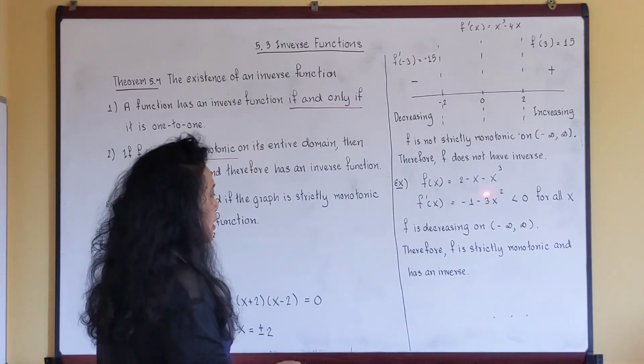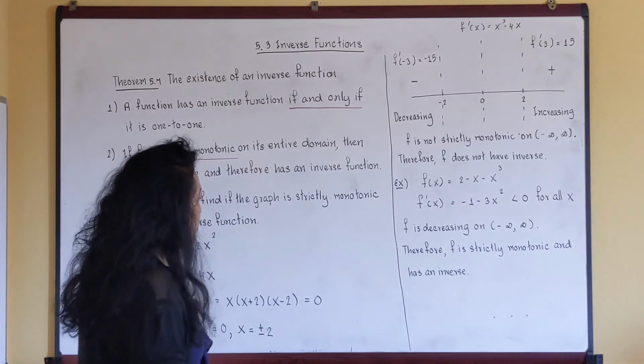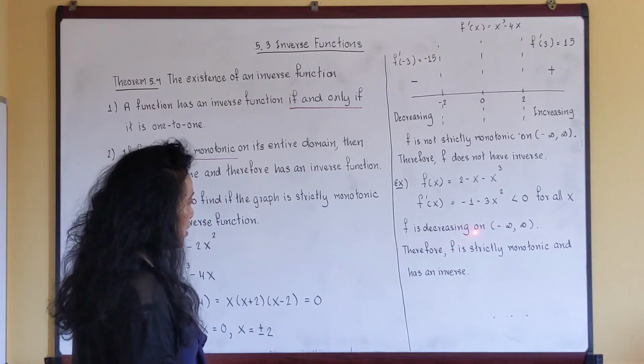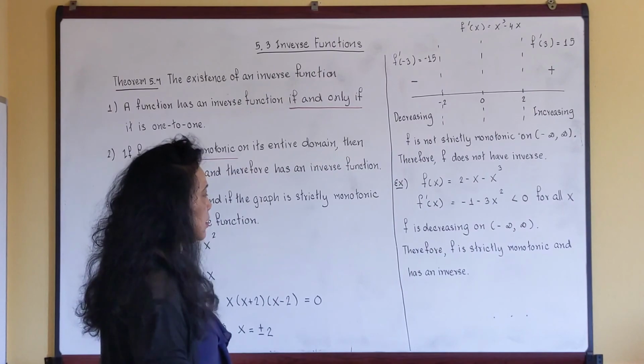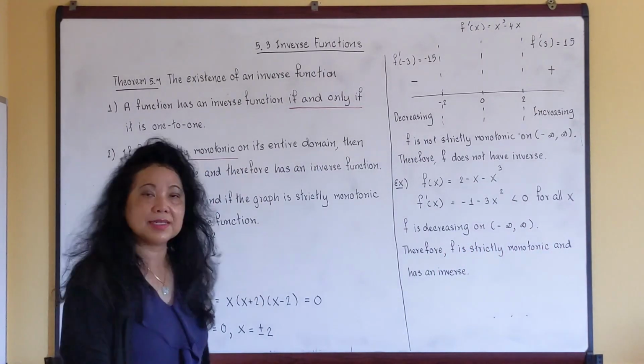So for all x, the derivative is going to be negative, which means that f is decreasing on the whole interval from negative infinity to positive infinity. Therefore, f is strictly monotonic and has an inverse.